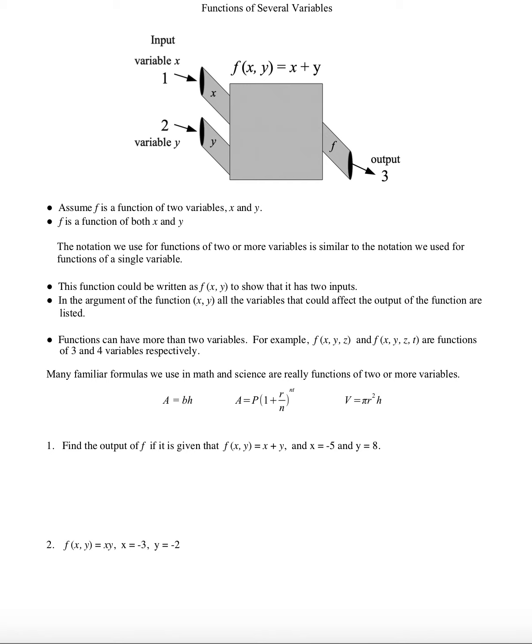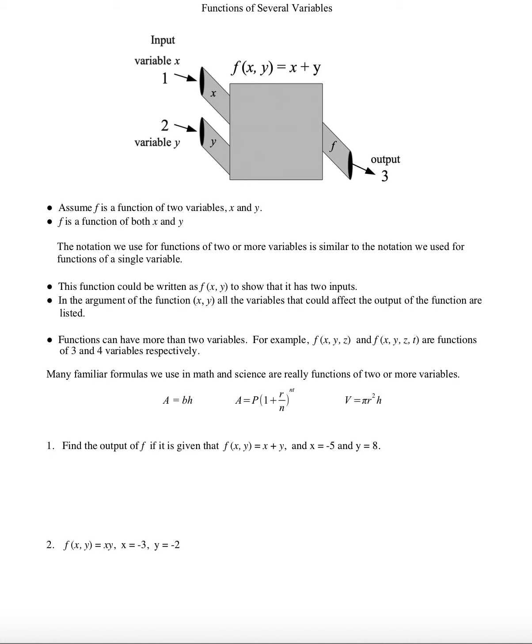Now, in a simple function like f of x comma y equals x plus y, the rule that the machine is using is just to add the inputs together and then produce one number at the output. As you can see, the notation is similar to what would be used for a one-variable function. And functions can have 1, 2, 3, or even more variables.